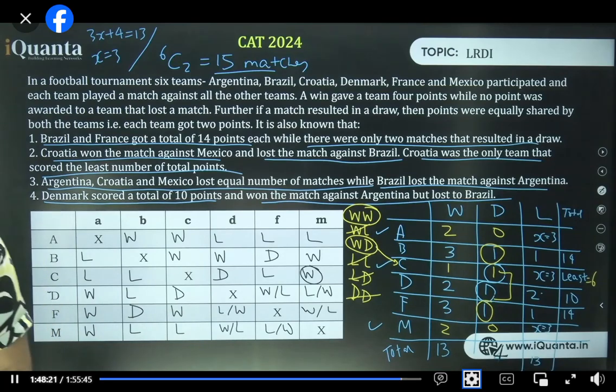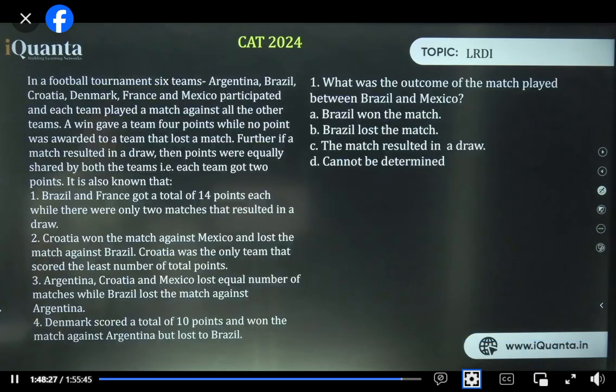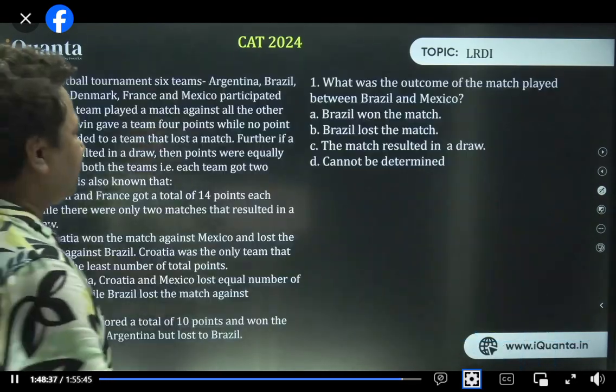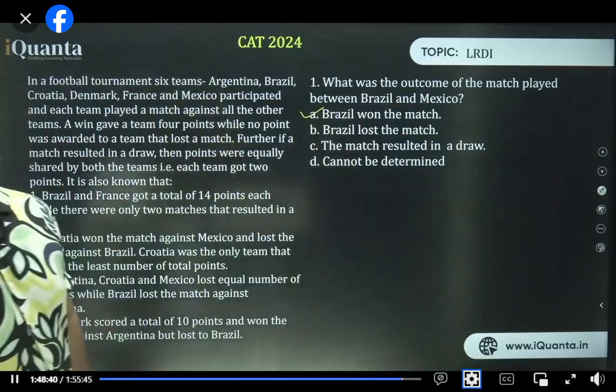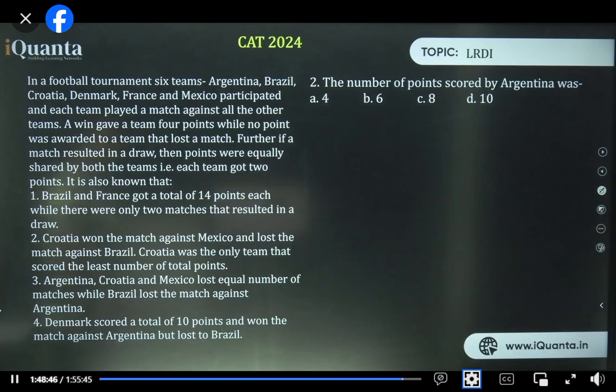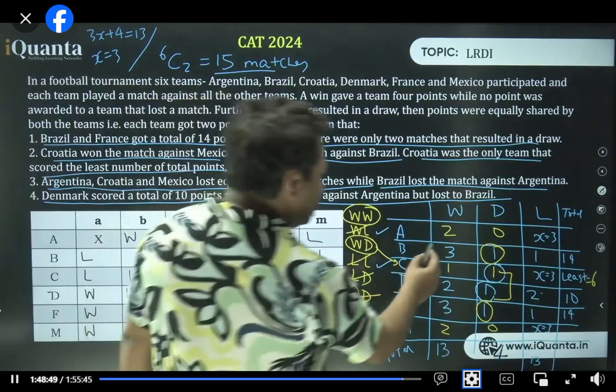That's a possibility. Okay? Well, now let's answer the questions one by one. The first question is, what was the outcome of the match played between Brazil and Mexico? Brazil won the match. It's A. A lot of you marked C. I saw that. Second, the number of points scored by Argentina was how much? Argentina. 2 wins.